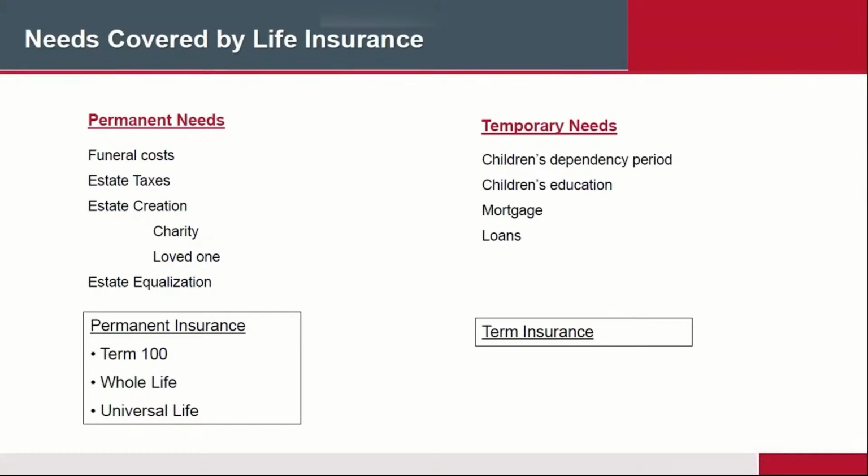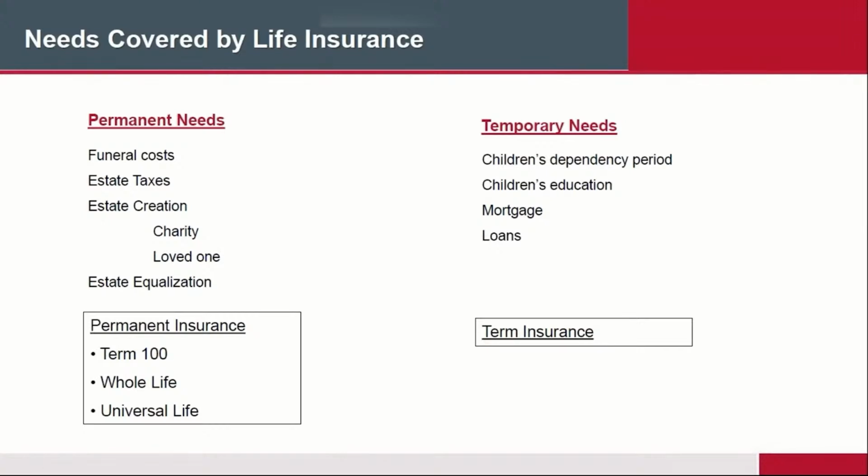Okay, so let's look at the needs that we cover through life insurance. Most people will agree that you have both temporary needs and permanent needs. Let's look at the temporary needs first. Temporary needs usually are covered by term insurance, whether that's a level term, 10-year term, 10-year renewable, or term to 65 or term to 75, whatever. It doesn't matter. It is term insurance.